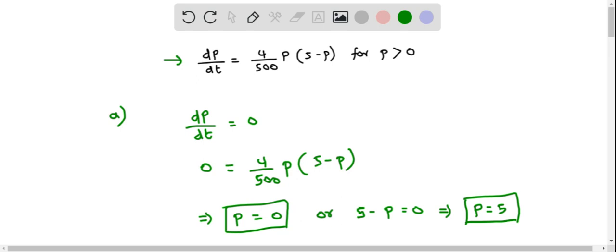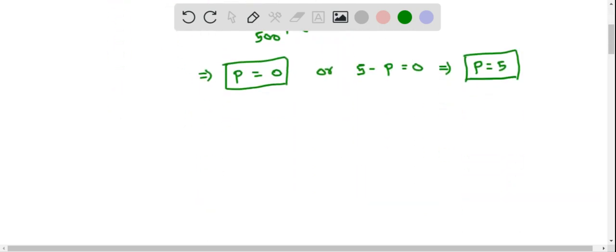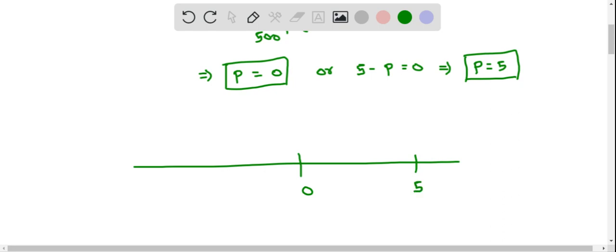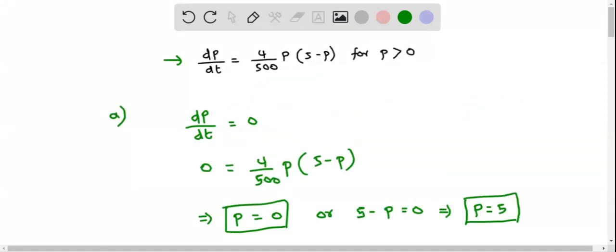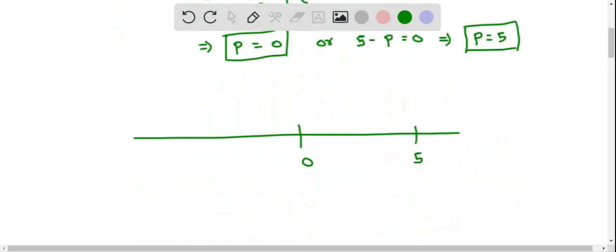So using these critical points, let's prepare the sign chart. We can put this sign chart using the number line. So I put P equal to 0 here and P equal to 5 here. And we can see that we have three intervals. However, since P is always greater than 0, we consider only the interval between 0 and 5 and the interval greater than 5. So basically, we have to find the sign of the derivative function in these two intervals.